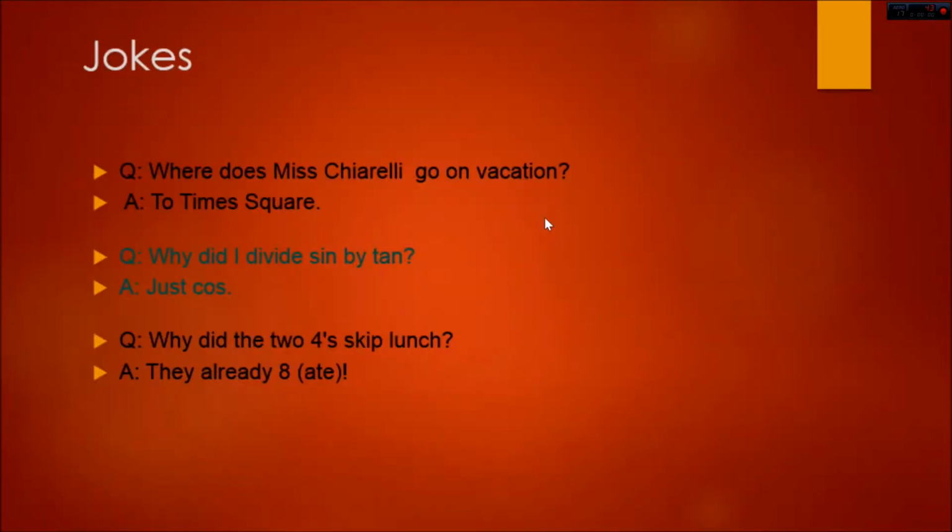Before we start with Sokoto, I got some jokes. So, where does Mr. Ali go on vacation? She goes Times Square. Why did it divide 10 by 10? Just cause. Why did the 2 4 skip lunch? They already ate. 4 is my bad.